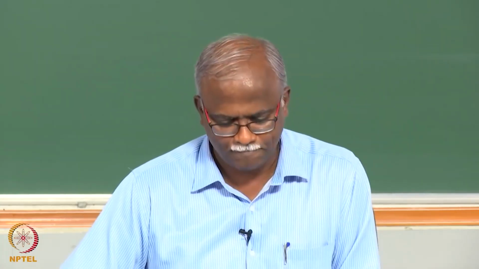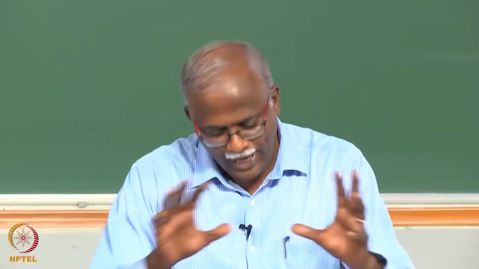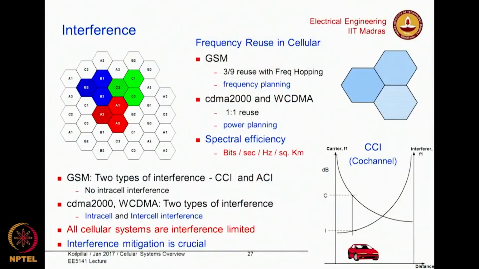Let me just indicate what are some of the other impairments that we have to deal with, and then I'll open up the floor for some questions. So the idea of cellular systems is that we have many transmitters. You can think of these hexagons, and in the center of each hexagon a transmitter being located.